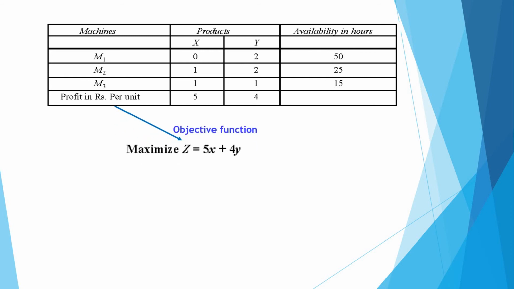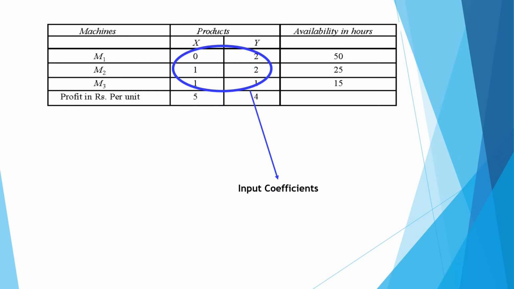Okay, let's construct the objective function first. By selling product X, I am getting 5 rupees. So we have 5x. By selling product Y, we are getting 4 rupees. So now my objective function is maximize 5x plus 4y. Next, the coefficients 0, 2, 1, 2, 1, 1 are known as input coefficients.